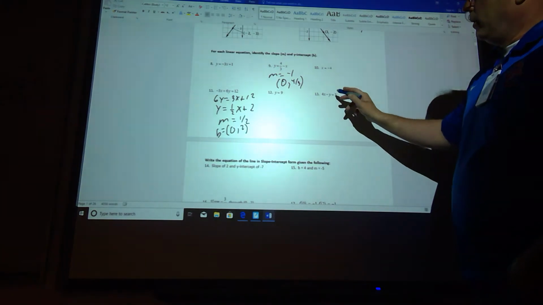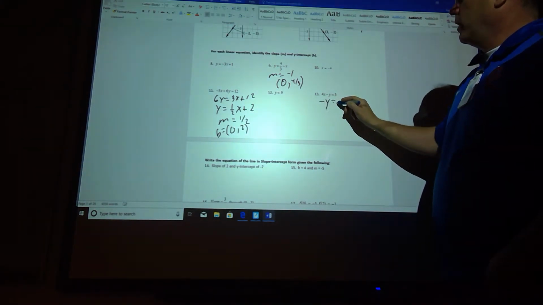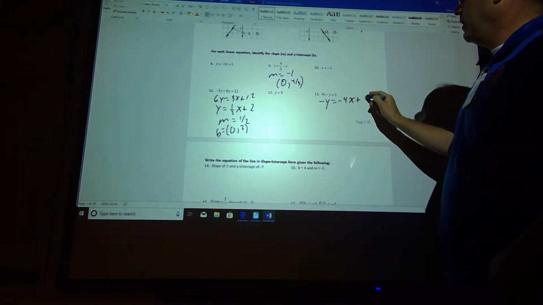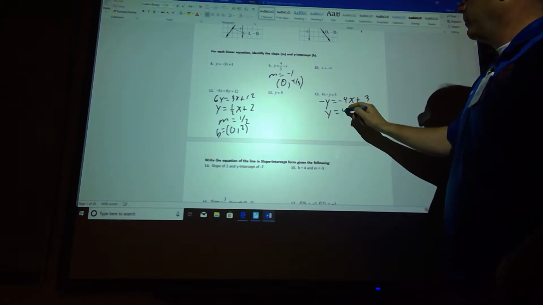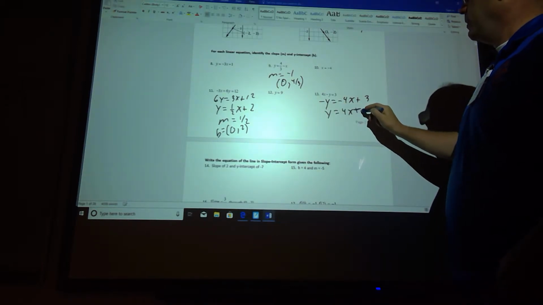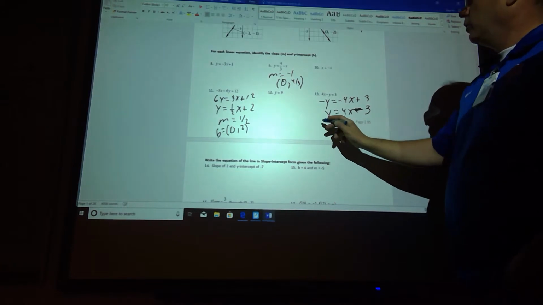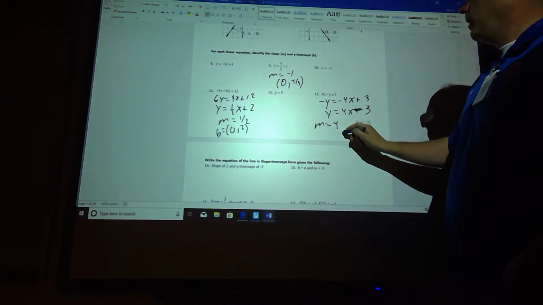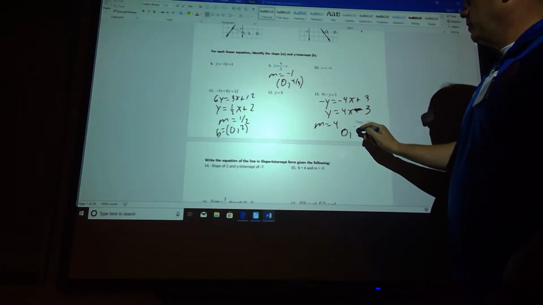Number 13, same thing, I want to solve it for y, so I'm going to move the 4x over by subtracting it. Then I'm going to multiply everything by a negative. That's going to be a minus 3. So my slope is equal to 4. My y-intercept is going to be 0, 3.